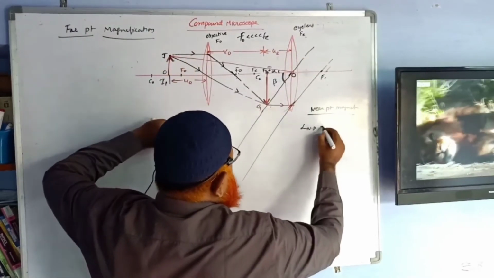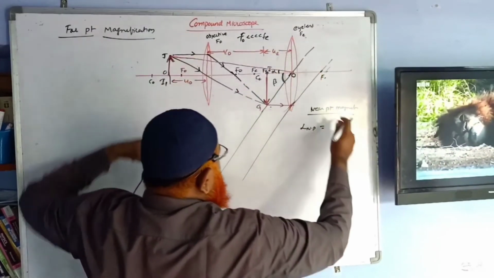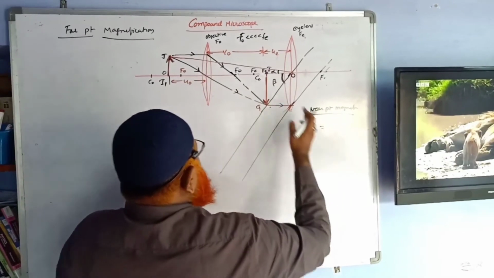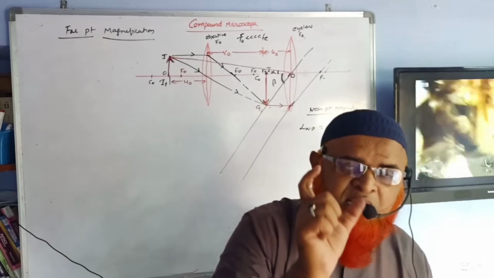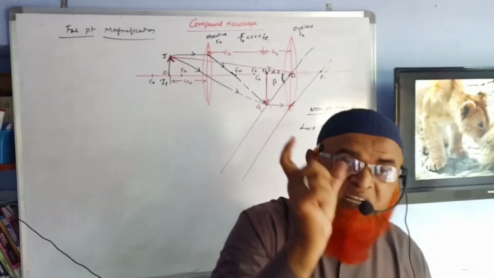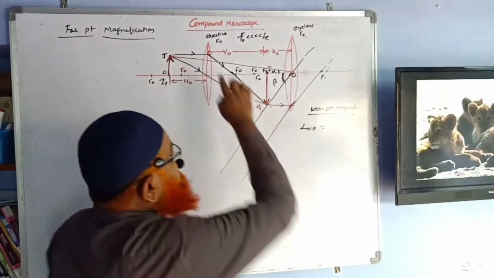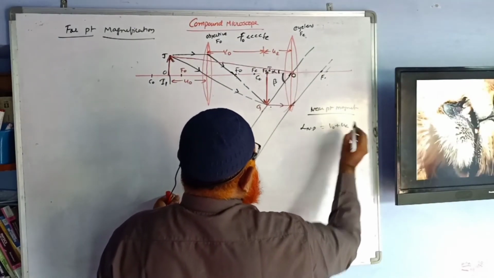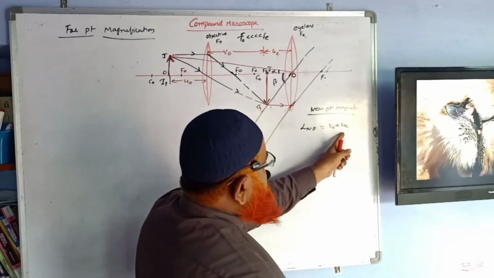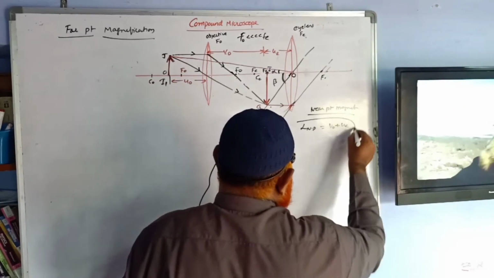So what is the meaning of the length of the microscope in near point magnification? Here the length of the microscope is nothing but the distance between the two lenses. So the distance between these two lenses can be taken as V naught plus UE. V naught plus UE is going to be the distance in the near point.